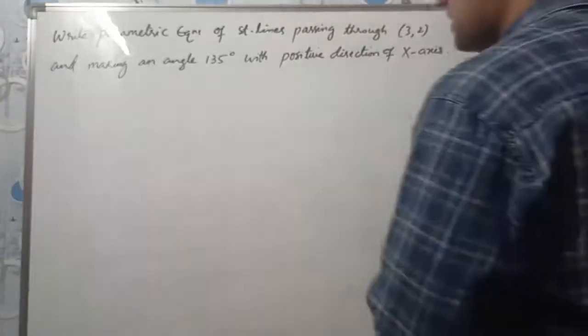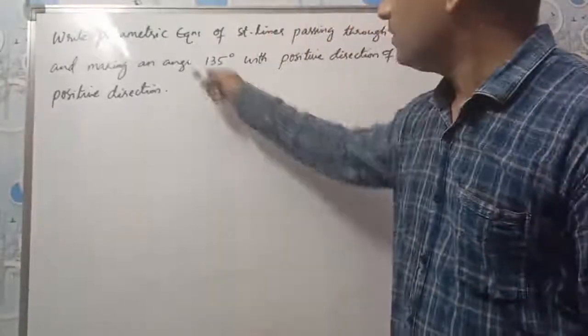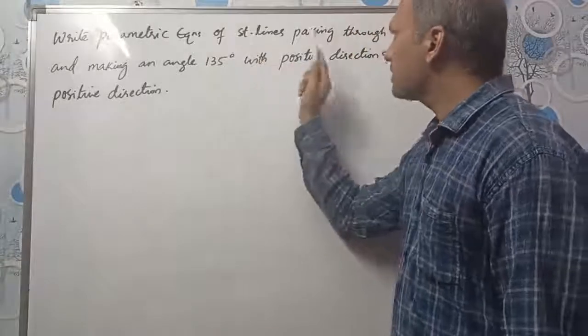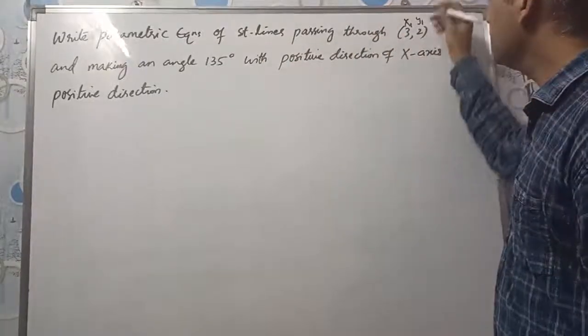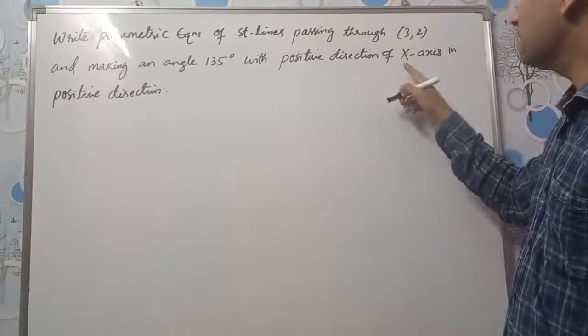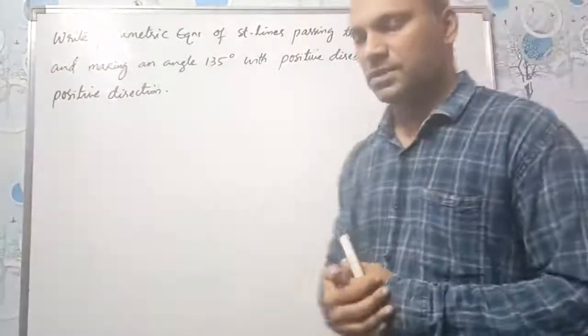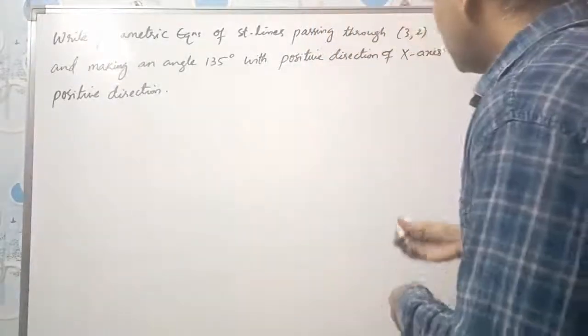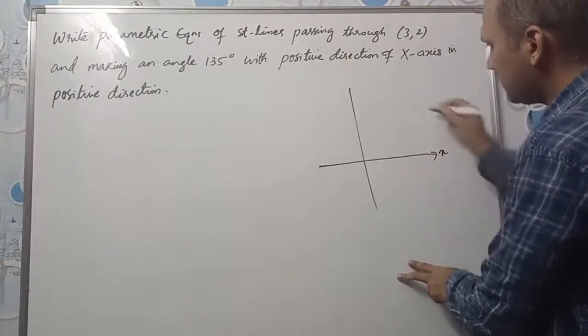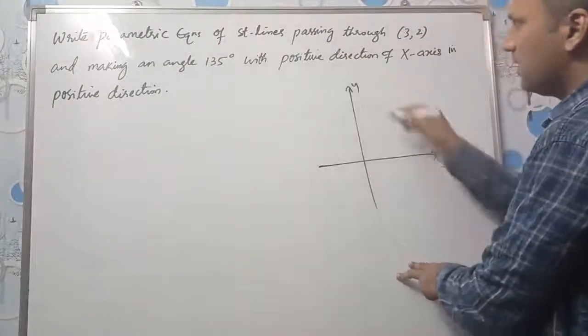Okay, let us solve this example. Now we have a question here. Write the parametric equations of the straight line passing through (3, 2) and making an angle of 135 degrees with the positive direction of the x-axis. What do we mean by this? Let us say this is our x-axis and this is our y-axis.